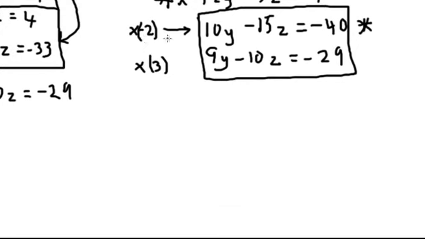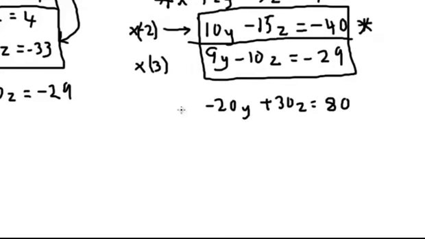Let's have a look. -2, so -20y. -2 times -15 is positive 30z. And -40 times -2 is 80. There you go. I just multiplied this equation here by -2, and this equation here by 3: 27y, -30z. And now you can probably see why I did it.